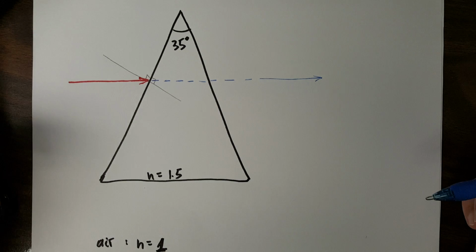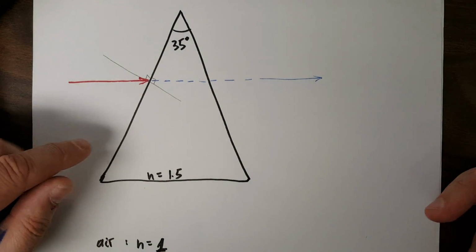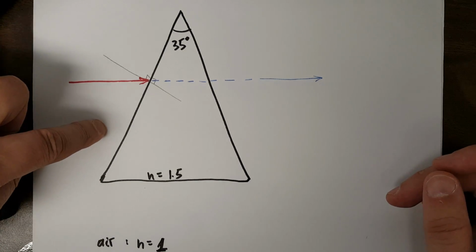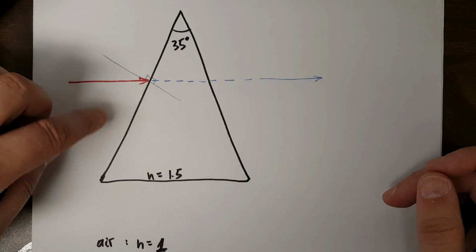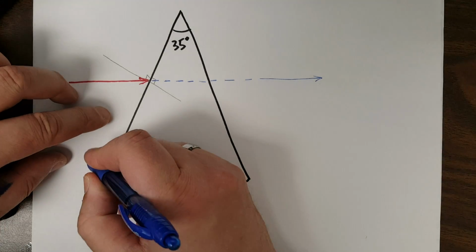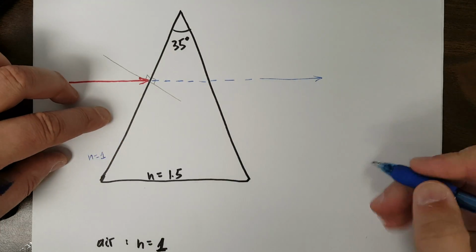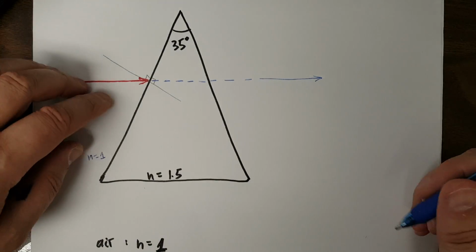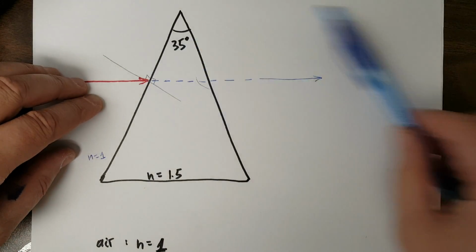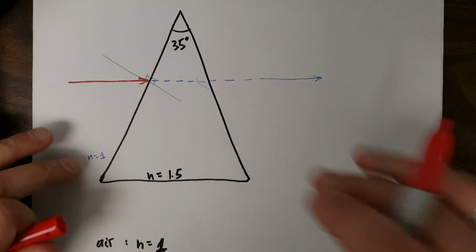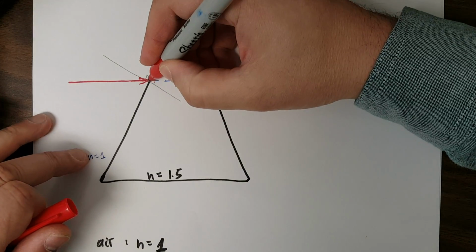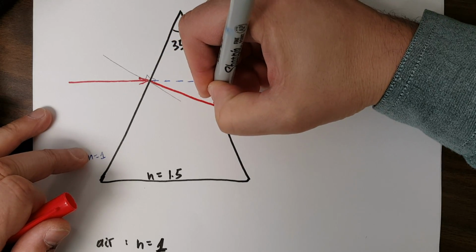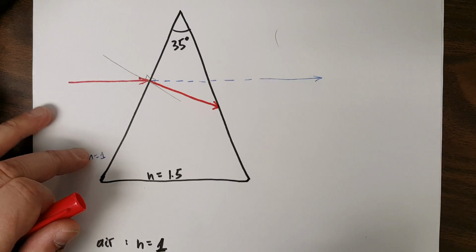Well, as we know, when light travels from a medium with low index of refraction, n equals 1 here, into a medium with high index of refraction, 1.5, it must bend toward the normal. So the new direction of traveling is like this.